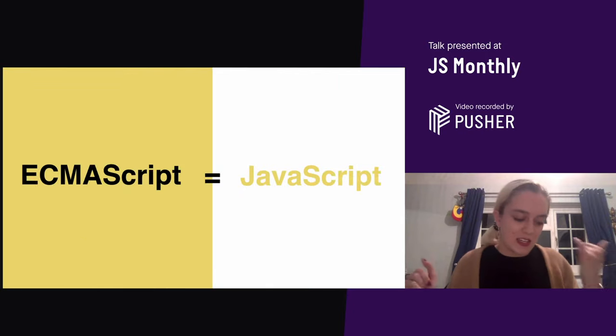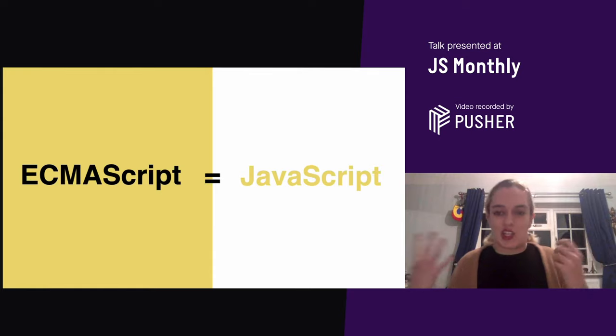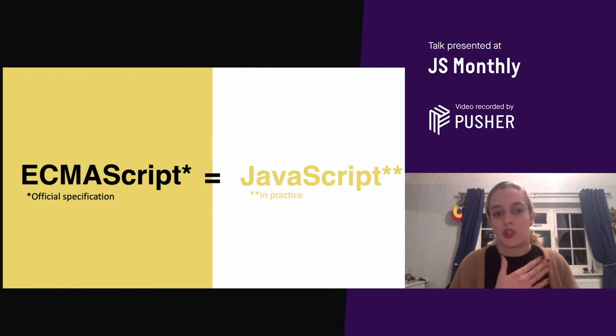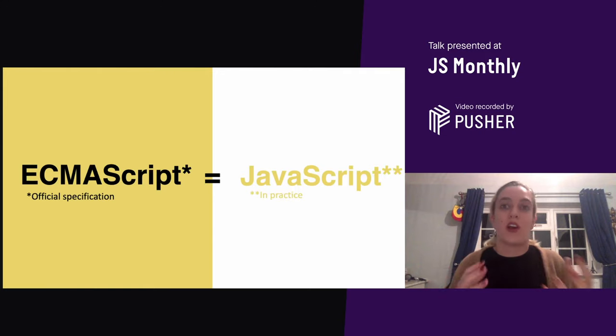So firstly, let's talk about what is ECMAScript. ECMAScript and JavaScript are the same, except when we talk about ECMAScript, what we're really talking about is the official specification of the coding language that is JavaScript. And JavaScript is the term we use more colloquially, whereas ECMAScript, or ES, which is shortened to ES, we use when we're trying to refer to a specific version.